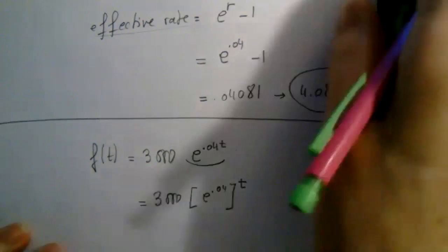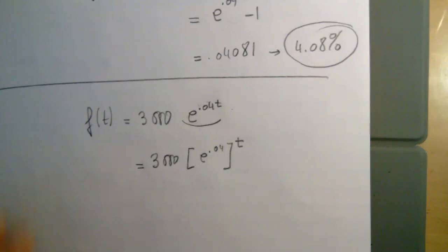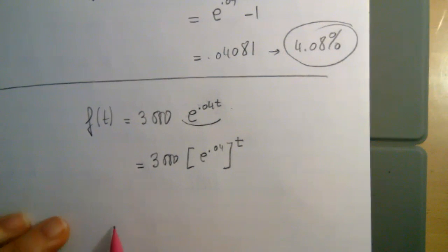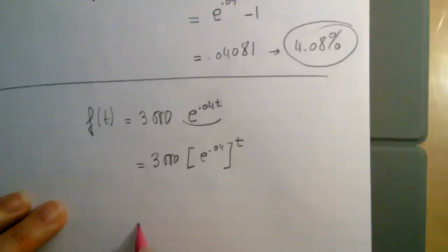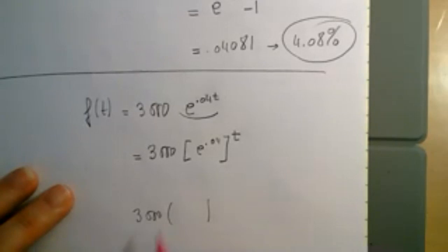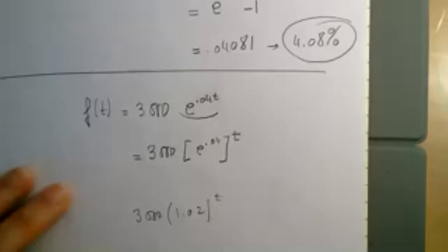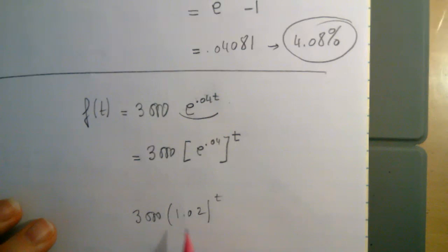Now, why will this give me the effective rate? That's t in years. Because if I give you an exponential function and I tell you the formula is 3,000 times 1.02, let us say, to the power t, the simple formula, I tell you what is the growth.